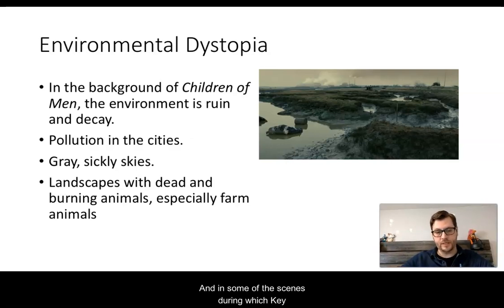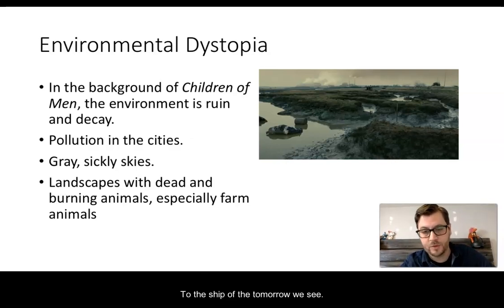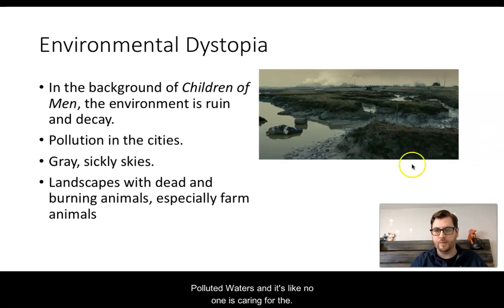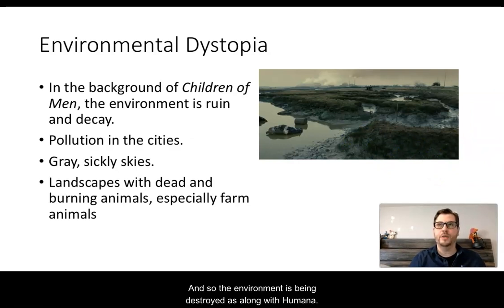And in some of the scenes during which Key and Theo are having their journey to the ship of the Tomorrow, we see a landscape that is filled with destroyed crops, burning animals, polluted waters. It's like no one is caring for the environment, and so the environment is being destroyed along with humanity.